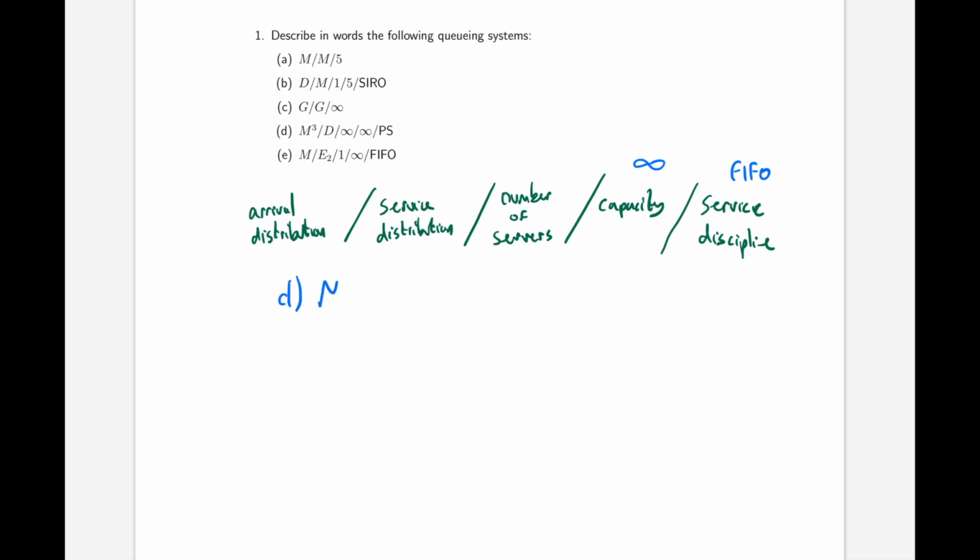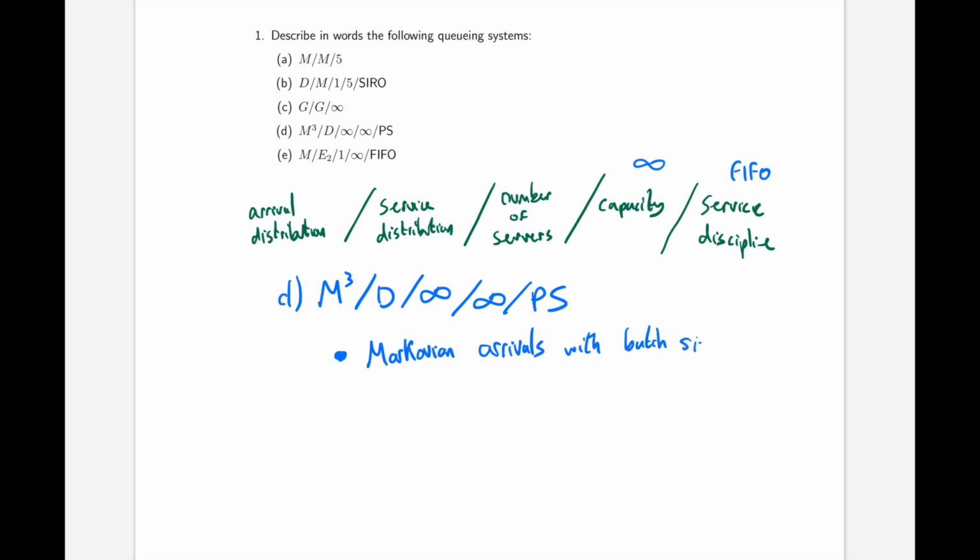D, we have an M^3/D/infinity/infinity/PS queue. So arrival distribution now is denoted by M to the power of 3. So the M denotes that this is Markovian arrivals, and the 3 denotes a batch size of 3. That means that the time between 2 consecutive arrivals is exponentially distributed, but an arrival consists of 3 customers arriving all at the same time.